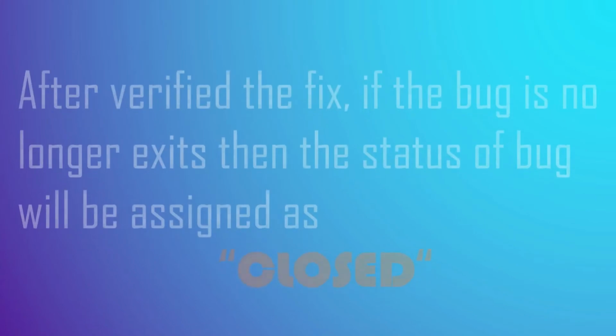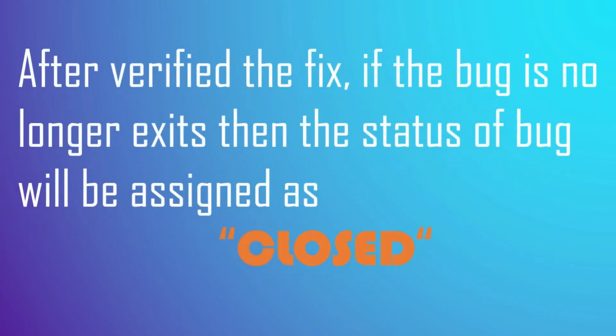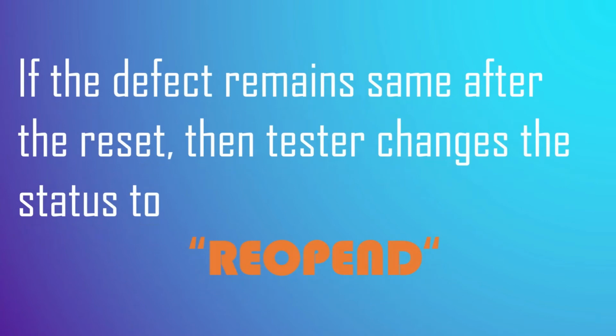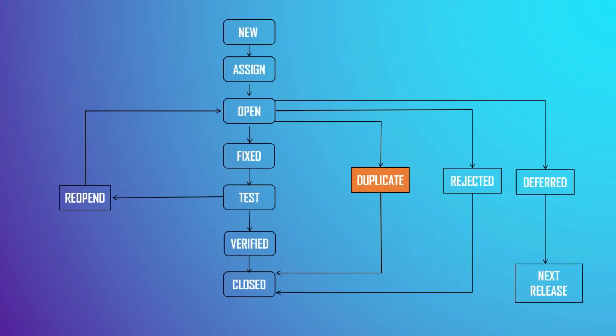Closed. After verifying the fix, if the error no longer exists, then the bug condition is assigned as closed. Sometimes while testing again, we may encounter the same problem, which means the bug has not been fixed correctly. Now testers change the status to reopened. Reopened. If the defect remains the same after retest, then the tester represents the defect using the defect retesting document and changes the status to reopen. Again, the bug goes through the lifecycle.